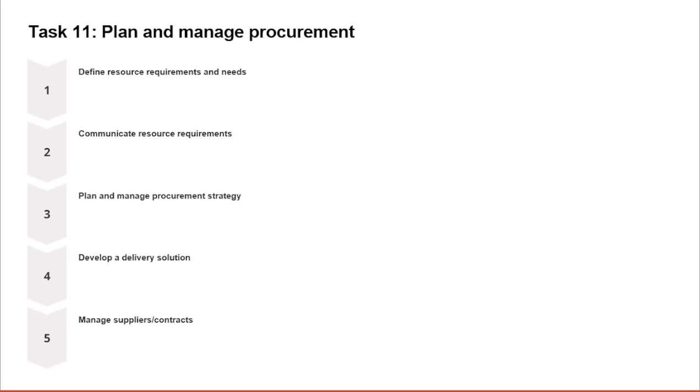The third point we have is to plan and manage the procurement strategy. The PMP exam questions here may assess your ability to develop the procurement strategy, ensuring alignment with the project objectives. This will include determining the contract structure, risk allocation, vendor selection criteria, and procurement scheduling. On the other hand, in agile environments, procurement strategies often emphasize flexibility and iterative contracting rather than rigid, long-term agreements.